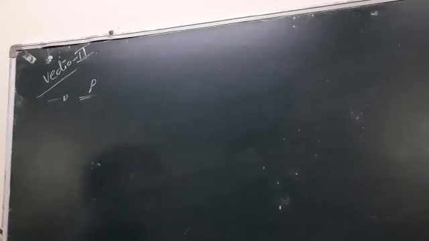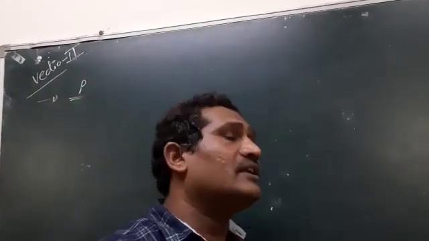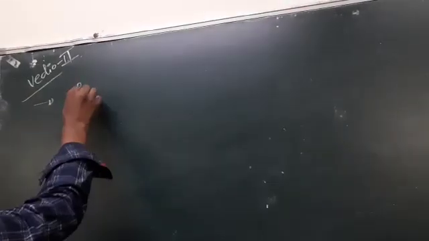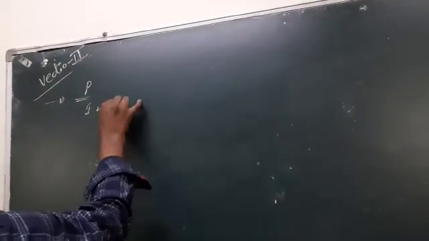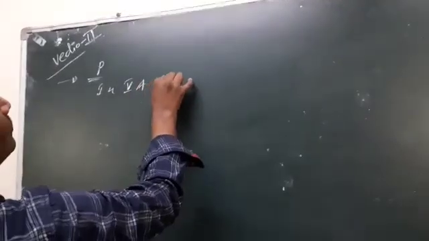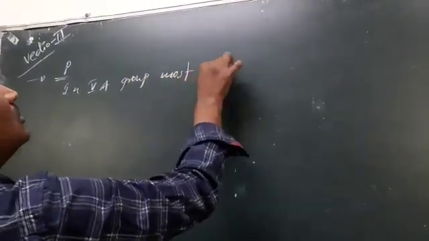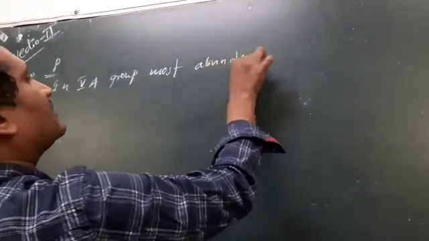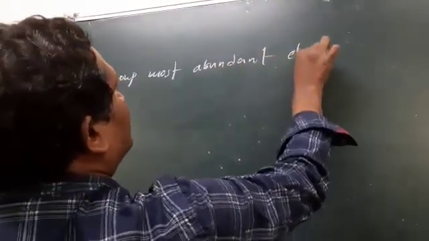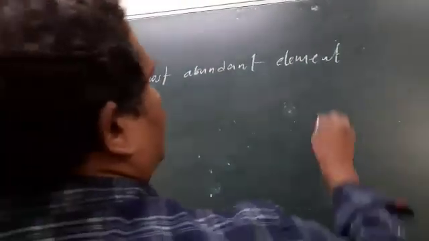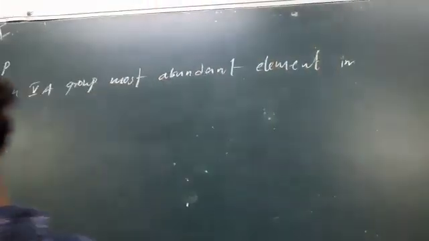Phosphorus. Phosphorus is the most abundant element in the earth's crust in this group, the fifth group, group 5A. It is the most abundant element of group 5A in the earth's crust.